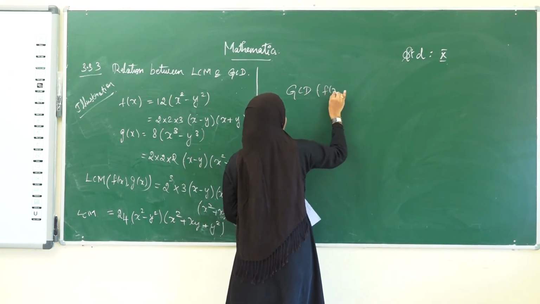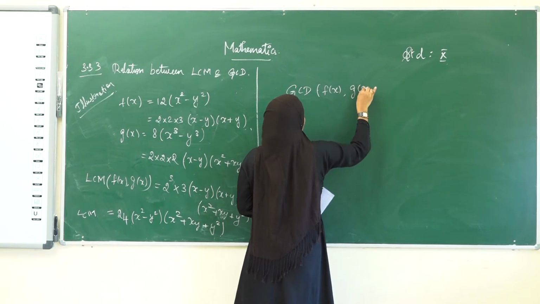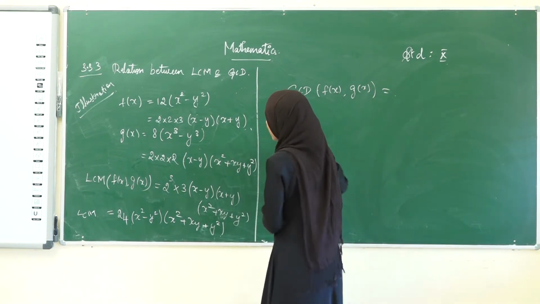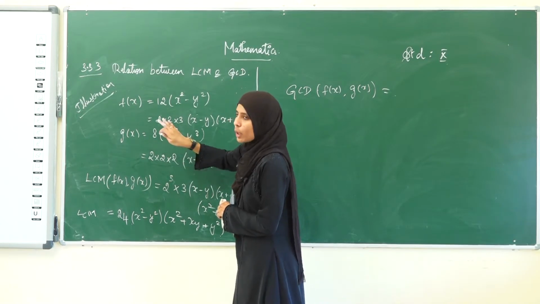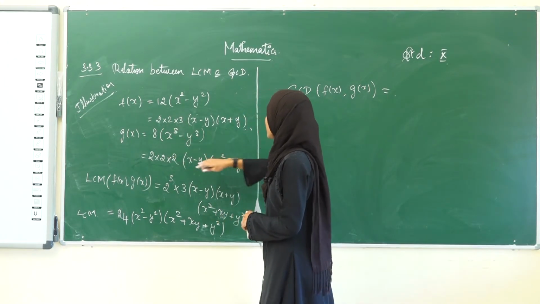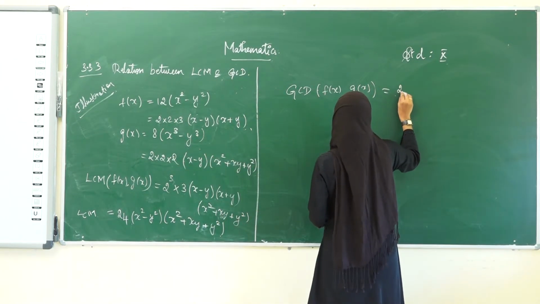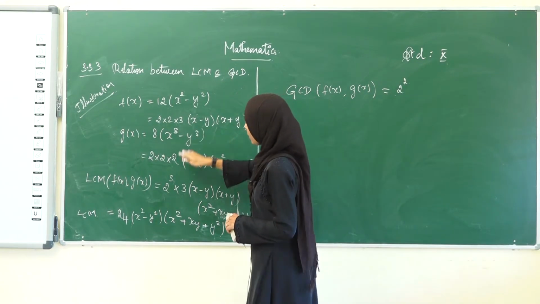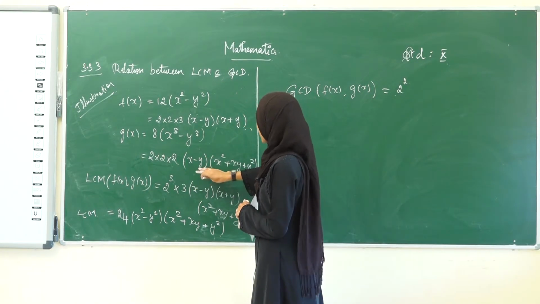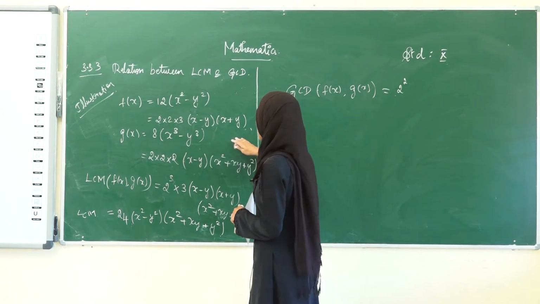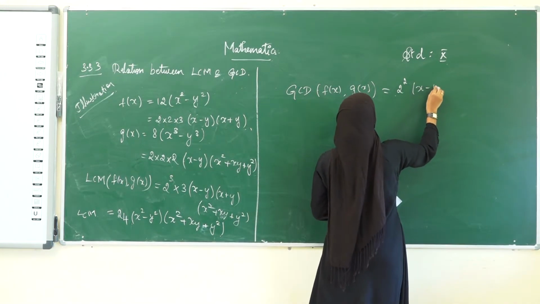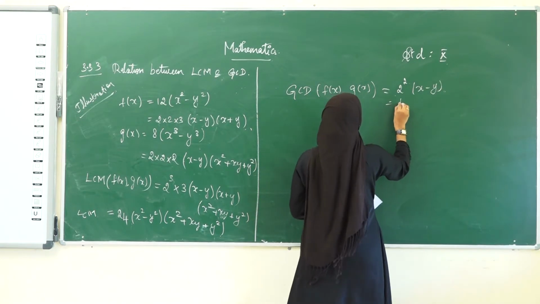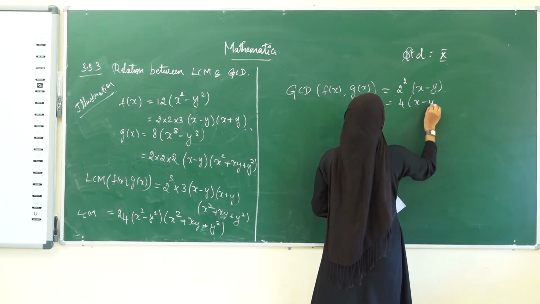Now we are going to find the GCD, greatest common divisor, of the given polynomials f of x comma g of x. From these two terms, see, here we have 2 cube, here we have only 2 square. So the common term is 2 square. Here we have 3, but here we don't have 3. Here we have x minus y, here also we have x minus y. The only common term is x minus y alone. Therefore the GCD is 4 into x minus y.